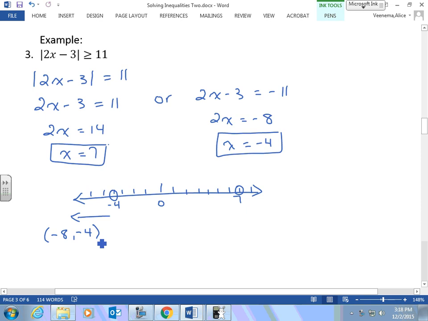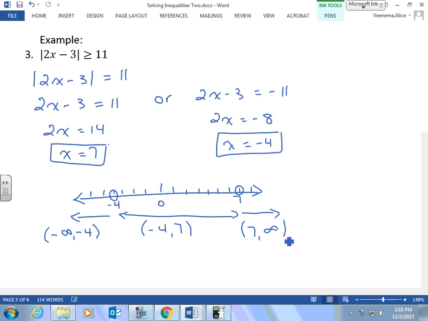Then the next interval is the space between these two values. So from there to there, and that's the interval -4 to 7. And I see I wrote my infinity symbol wrong there. Let's fix that up. So that's an infinity, not an 8. And the final interval is that piece beyond 7. So that's the interval from 7 to infinity. So I have three sections on the number line, and I'll test a value that's in each of those three intervals to see which ones are part of the solution set.